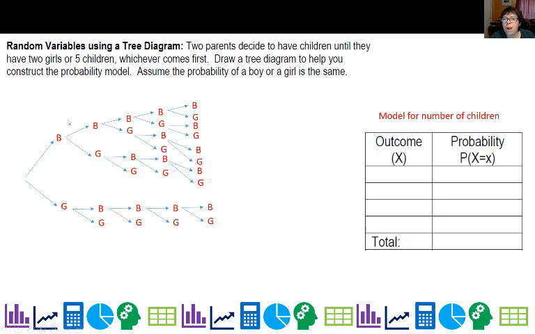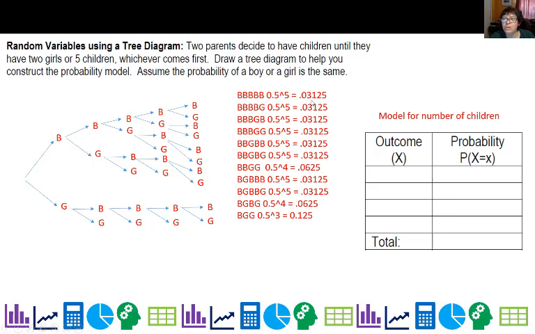So what are all these sample spaces? Well, we've got a five-boy family. What's the probability of that happening? 1/2 times 1/2 times 1/2 times 1/2 times 1/2. So 1 over 32. So it's 0.03125. So these are all the outcomes from the top half of the tree.